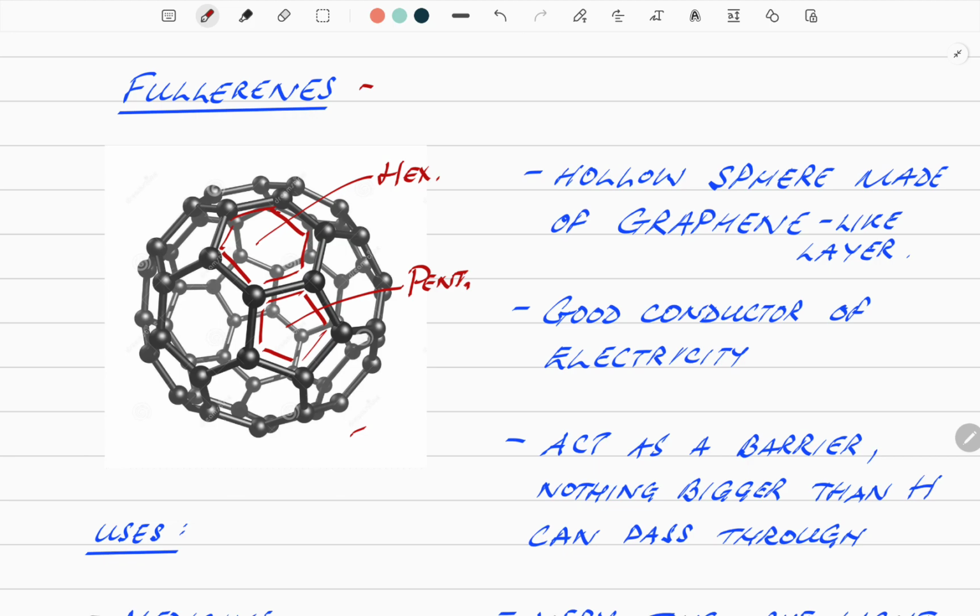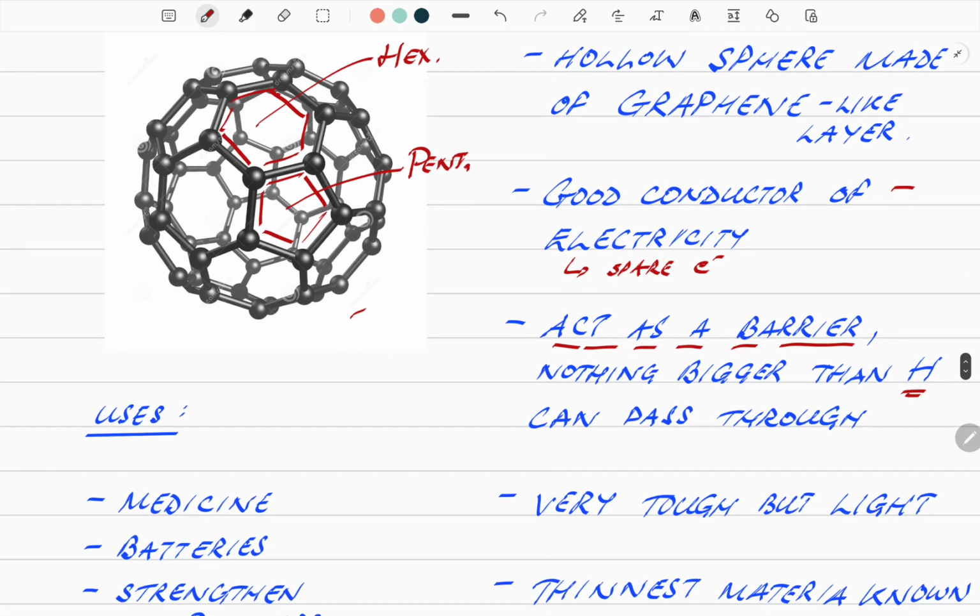Again, because they're bonded to three, there are spare electrons, and so they can conduct electricity very well. So make a note of that. And the closeness of the way the carbon atoms are arranged means they can act as a barrier. It's interesting to note that nothing bigger than a hydrogen atom can pass through. So, for example, if you try to put helium gas through it, it can't pass through or enter the hollow space inside.